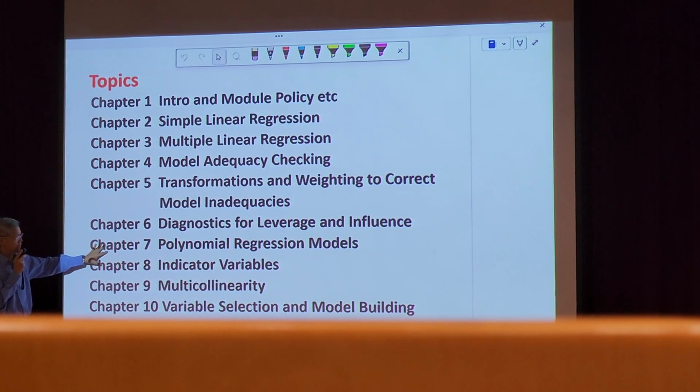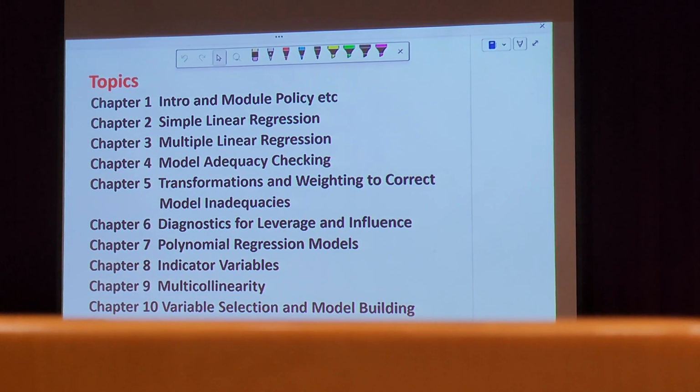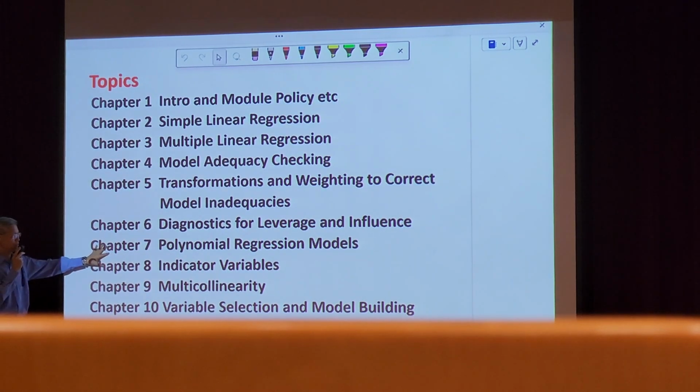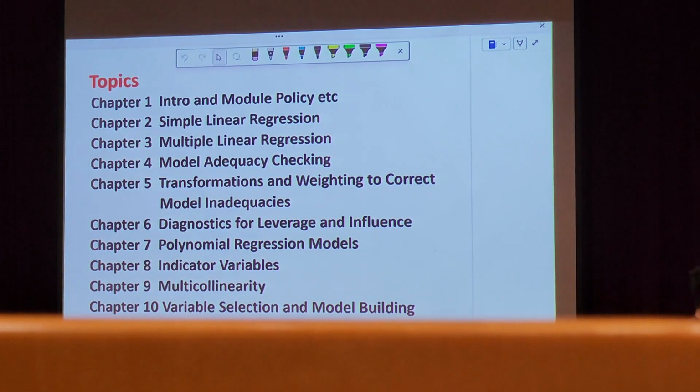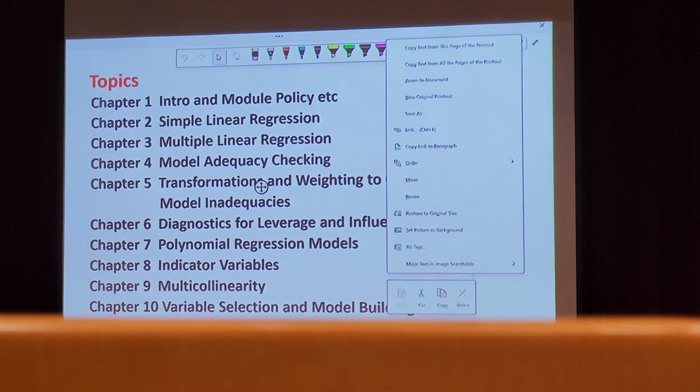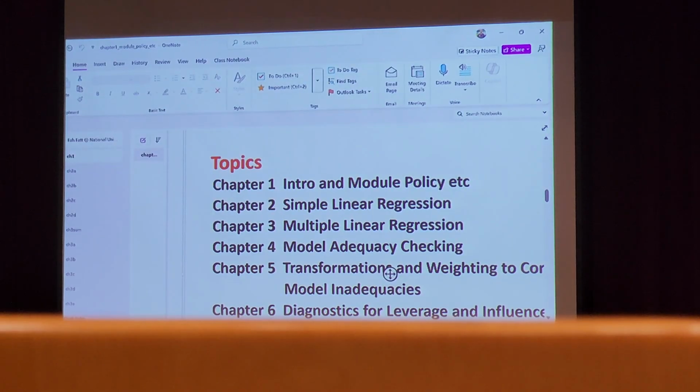So these 2 are special cases of multiple linear regression, and they are very common, very useful. So we have 2 separate chapters on it, and then we talk about multicollinearity, and finally variable selection. So if you start with 50 variables, how do you select the more useful ones and delete the not so useful ones? So that's the plan.